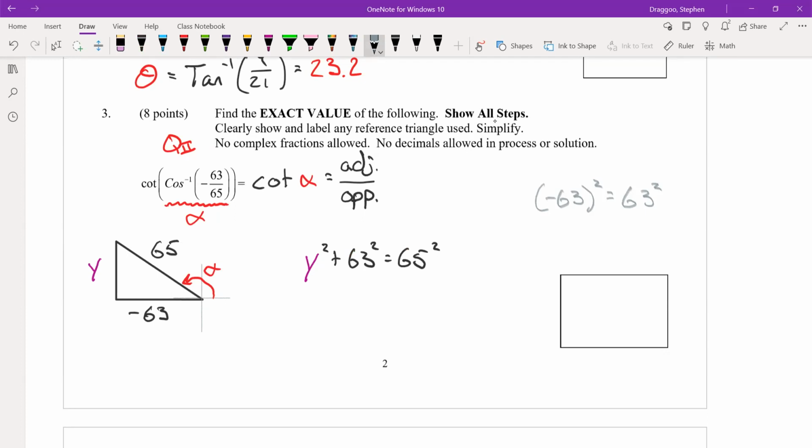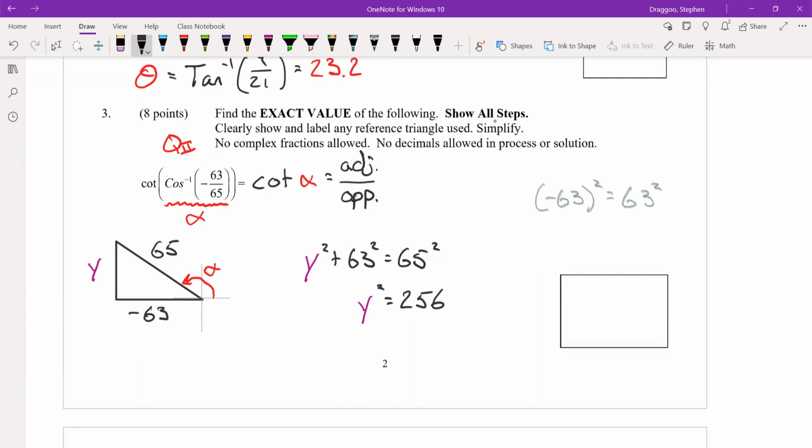But right, so I want to find y squared, which means I need 65 squared minus 63 squared. And that comes out to 256, if we plug that into a calculator. Don't really expect you to do that in your head. Feel free to use a calculator to get that number.